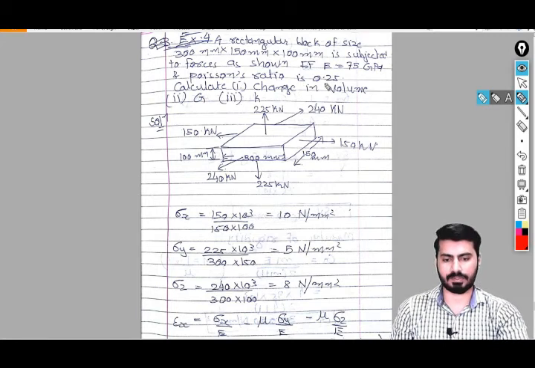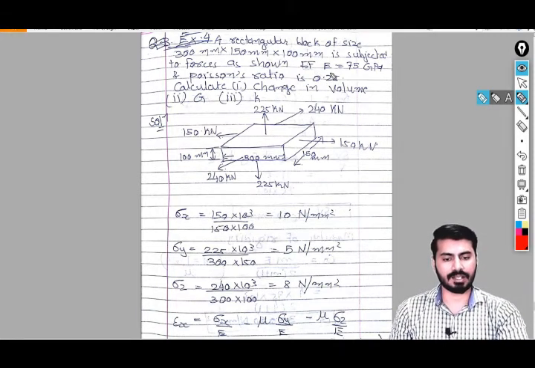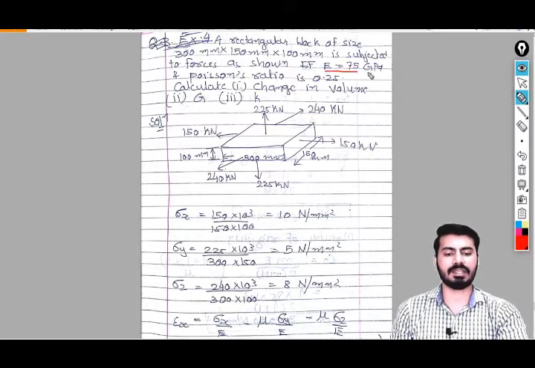The next data which was provided is: subjected to forces as shown. If the Young's modulus E is 75 gigapascal and Poisson's ratio is 0.25, calculate the change in volume, G and K. These things are asked.